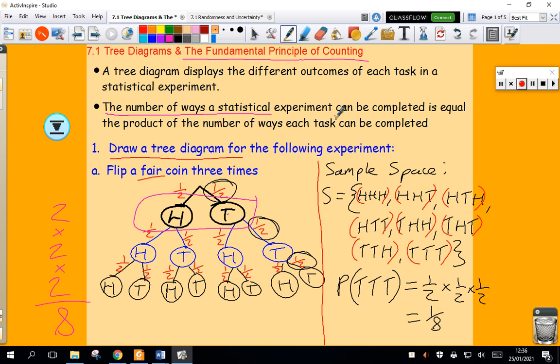3 tasks here: flip a coin, flip a coin, flip a coin. Task 1 can be completed in 2 ways. Task 2 can be completed in 2 ways. Task 3 can be completed in 2 ways. So there are 2 by 2 by 2, 8 ways to complete task 1, followed by task 2, followed by task 3.